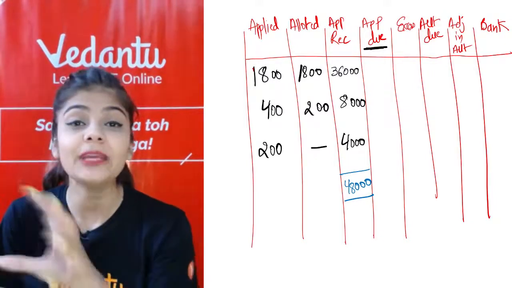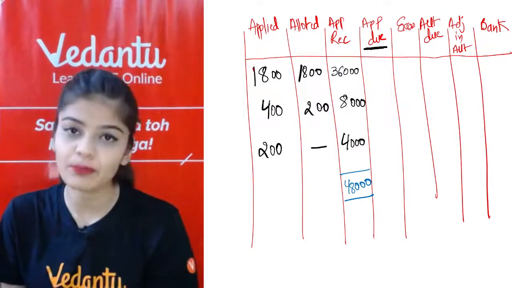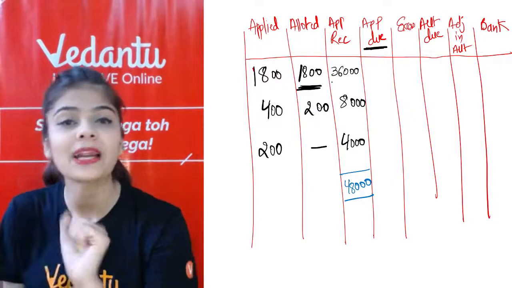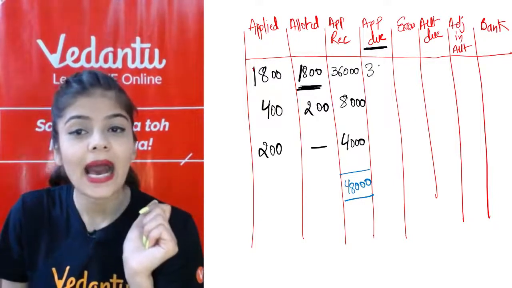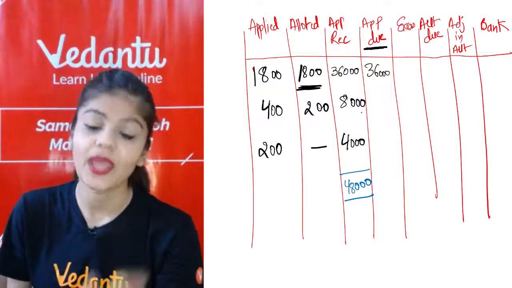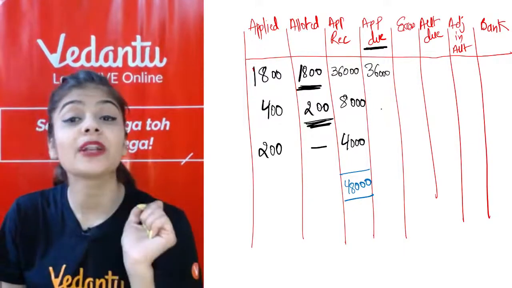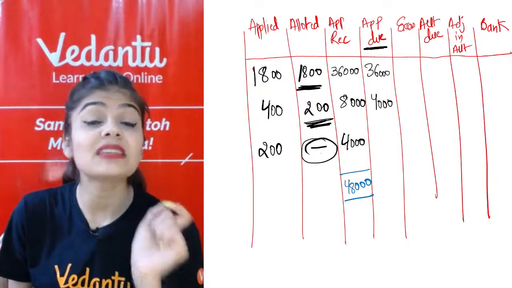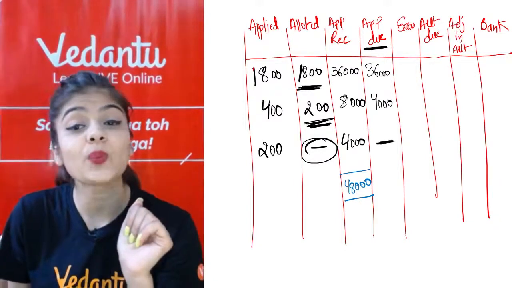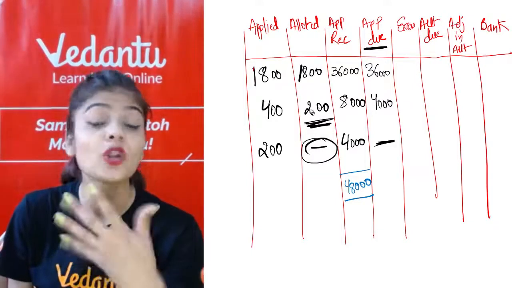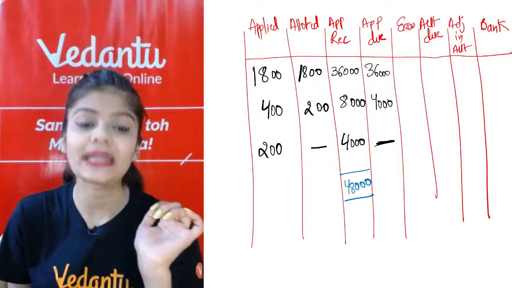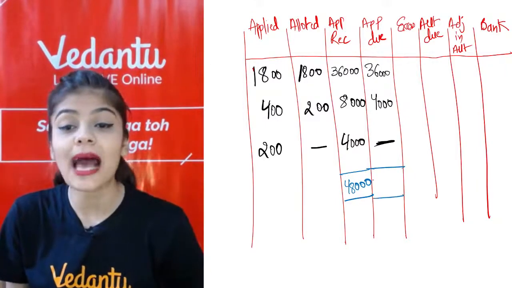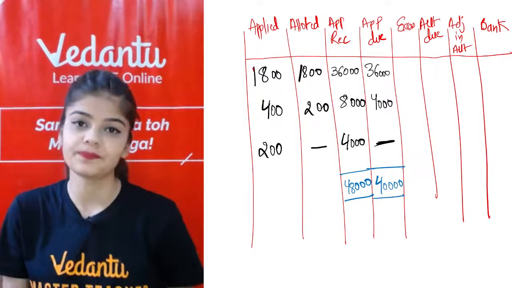Application money becomes due on the allotted number of debentures. So allotted number of debentures are 1800. 1800 multiplied by 20, application due is 36,000. Then 200 debentures multiplied by 20, application due is 4,000. Then it is nil, 0 multiplied by 20, it will be 0. So no application money is due on this third category. So total application due is 40,000.